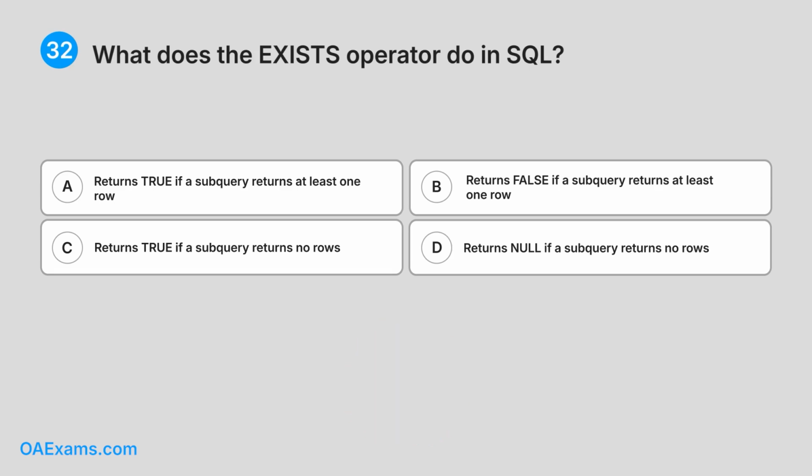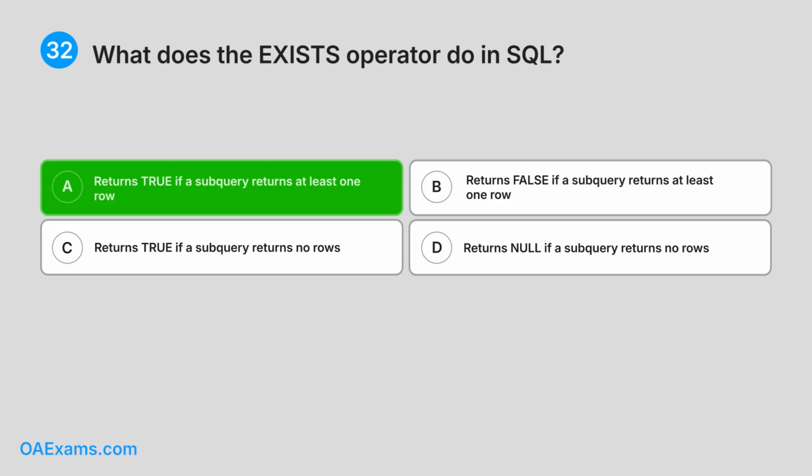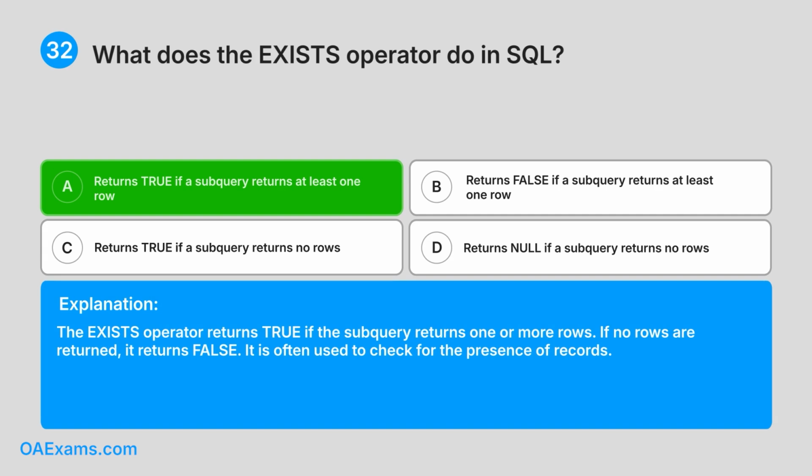Correct answer: A. Returns true, if a subquery returns at least one row. Explanation: The EXISTS operator returns true if the subquery returns one or more rows. If no rows are returned, it returns false. It is often used to check for the presence of records.